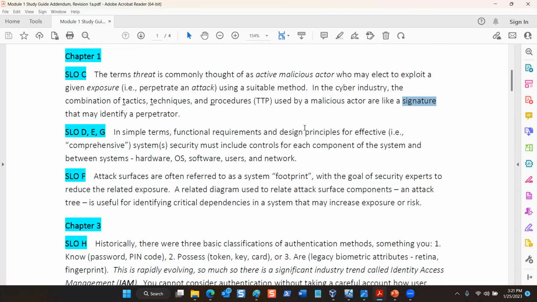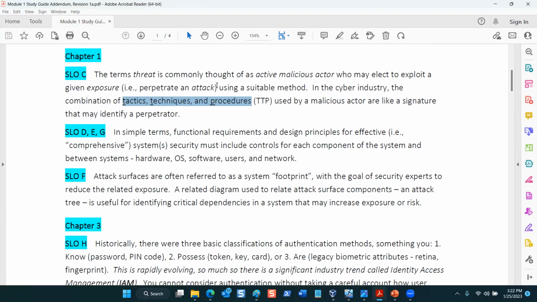Some of the APTs that are out there on the FBI most wanted list, and yes, active malicious actors, advanced persistent threats, APTs, they're on the list. They're on the FBI most wanted list. They have a very predictable attack profile. And sometimes an attack profile is also referred to as an attack chain.